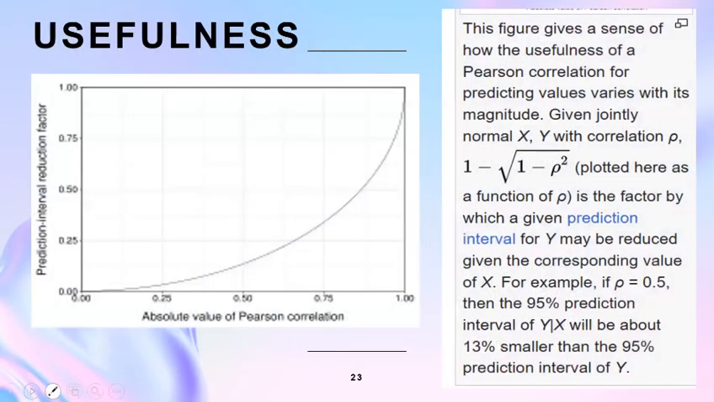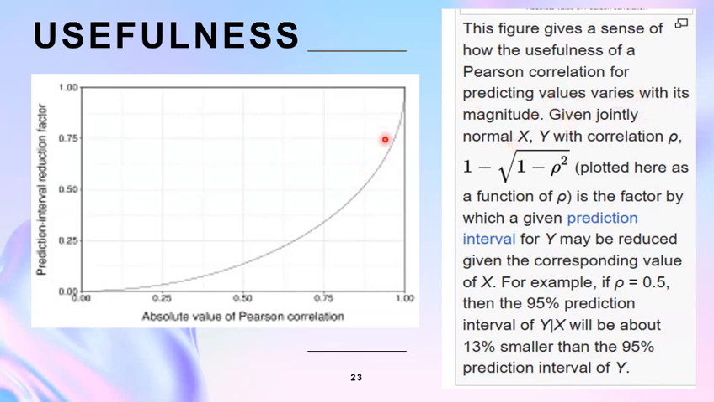So what is the usefulness of all of this, the R values and other things? As we can see in the graph here, it's the absolute value of Pearson's correlation starting from 0 going up to 1. This is the prediction interval reduction factor, which is again 0 to 1. Here we can see an upward slope going along the x-axis and following to the y-axis. This figure gives a sense of how the usefulness of a Pearson's correlation for predicting values varies with its magnitude.